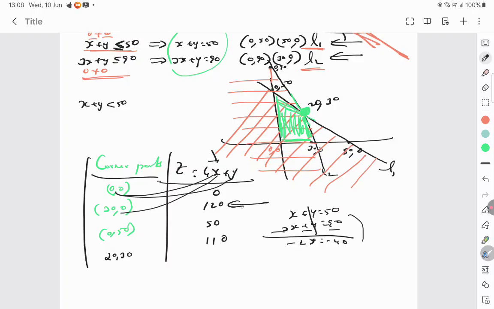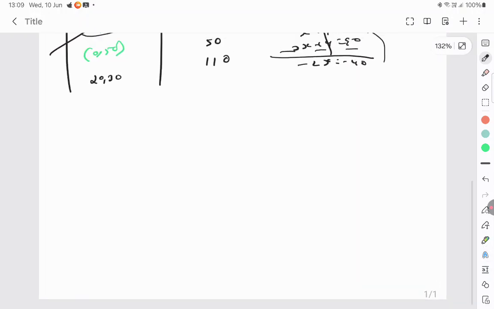So which is your maxima? This is your maximum, 120. The objective of starting the business, you're getting a maximum objective, and that occurs at the point 30 comma 0. So this is what it is. So let's go to the next example.